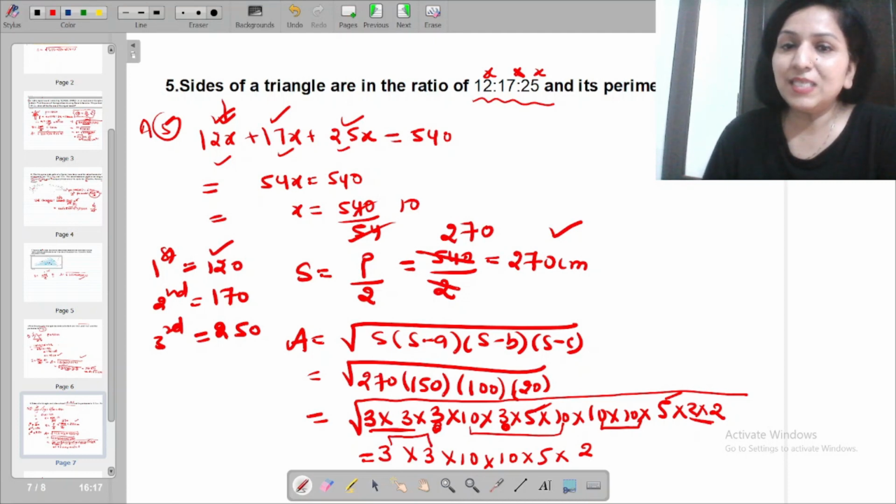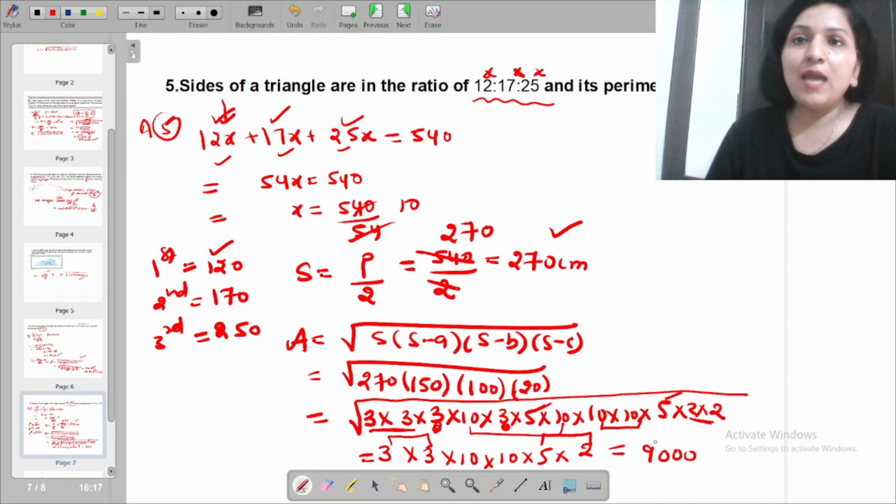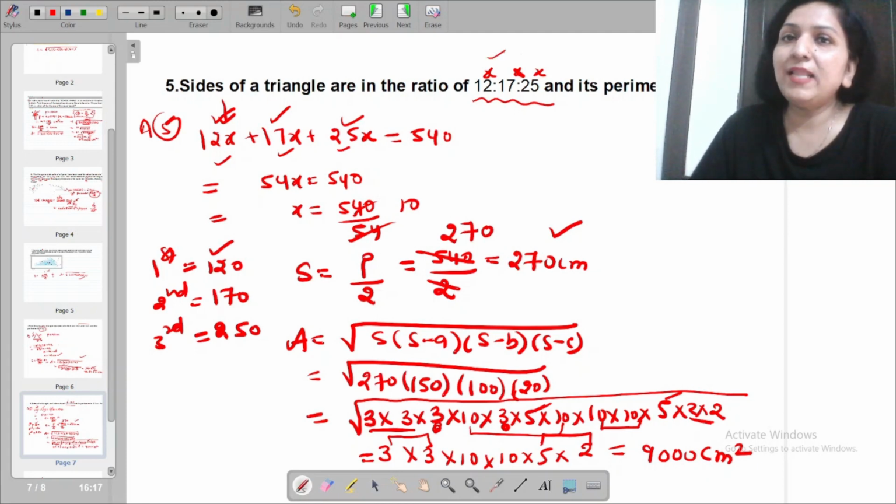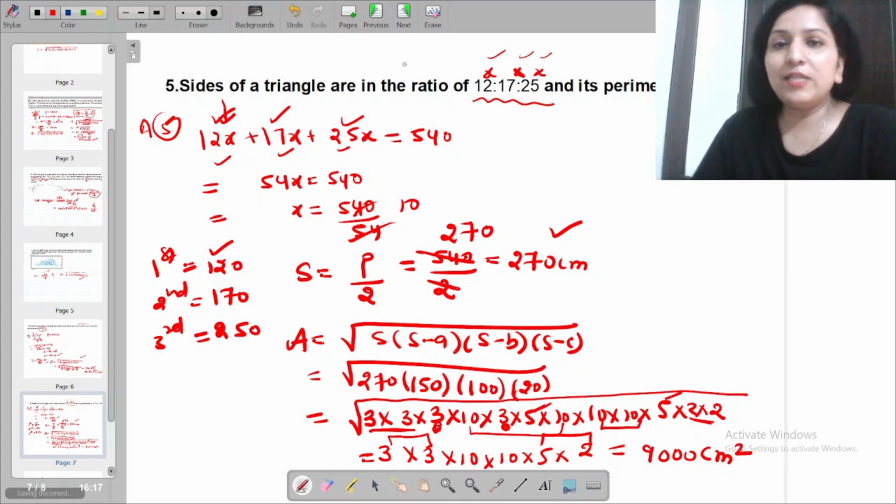3 into 3 is 9. हमने लिखा यहाँ पर 9. 5 into 2 is 10. Now 10 into 10 into 10, 3 times, that is equal to 9,000. That's the area, and what will be the unit of area? That is centimeter square. I hope this is now easy. The only thing was finding the value of x and then just simplifying using the Heron's formula.